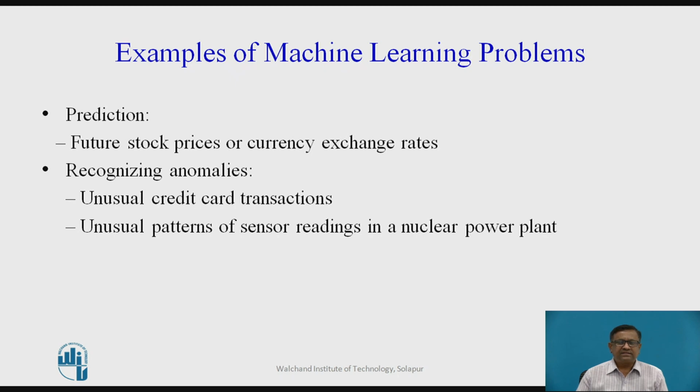Then the last type of problems which can be solved using machine learning techniques is recognizing anomalies. For example, unusual credit card transactions: if suspicious transactions are happening on the card, this can be predicted automatically without human intervention. Automatic detection of suspicious credit card transactions is possible.